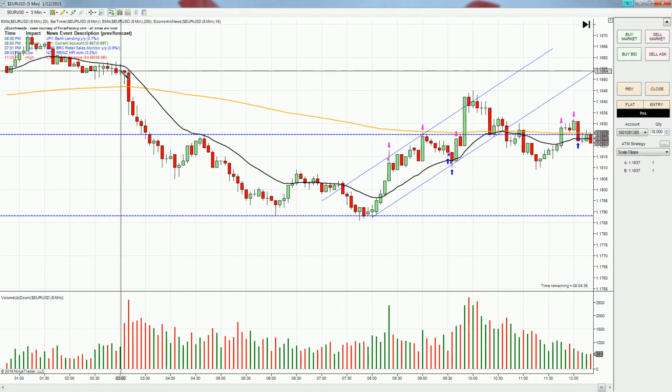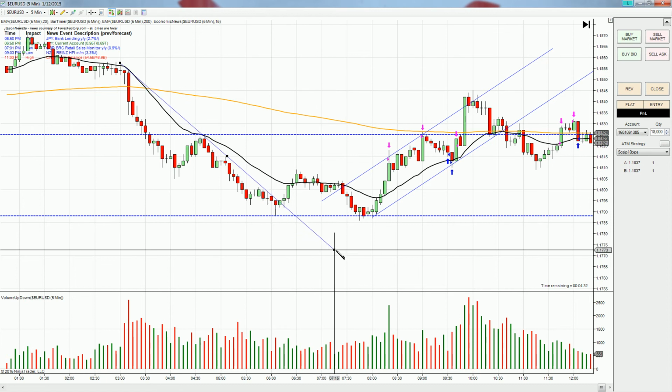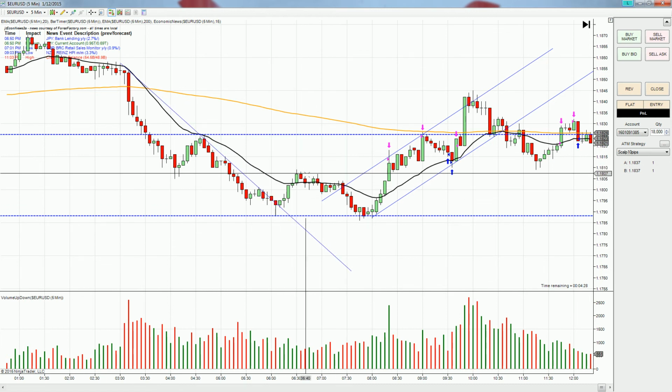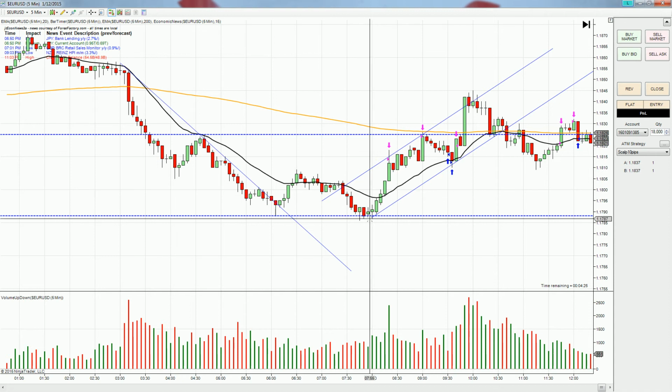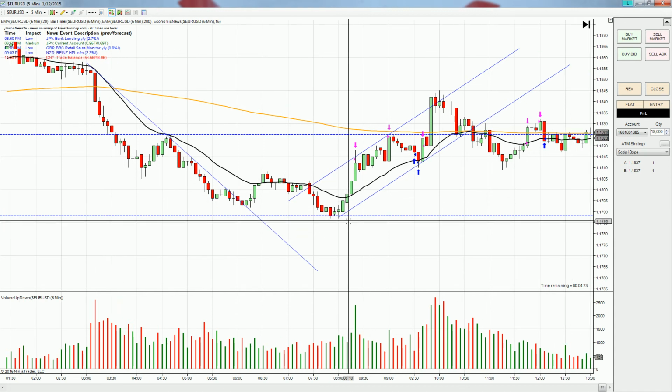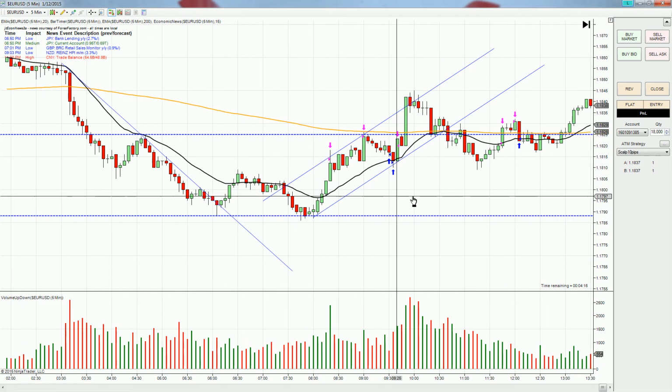I didn't draw the line, but there was some kind of a trend line here with breakout of the line, double bottom with a failed breakout below the previous bottom, then a strong leg up.